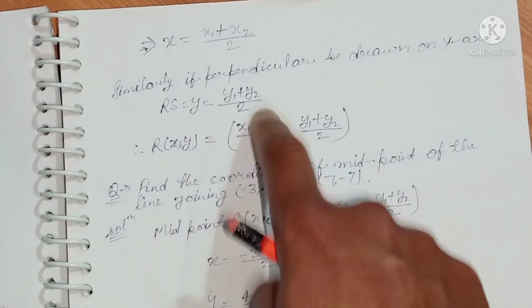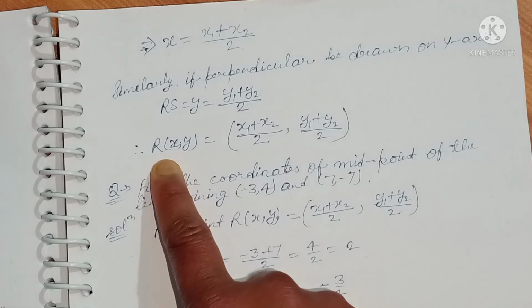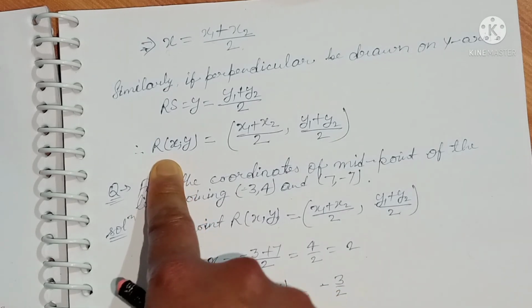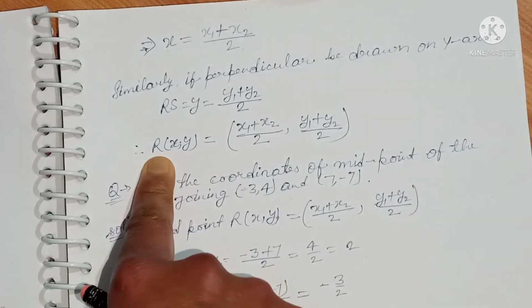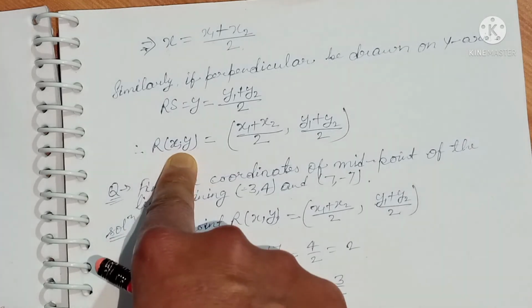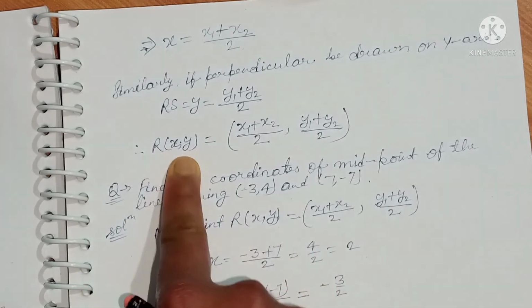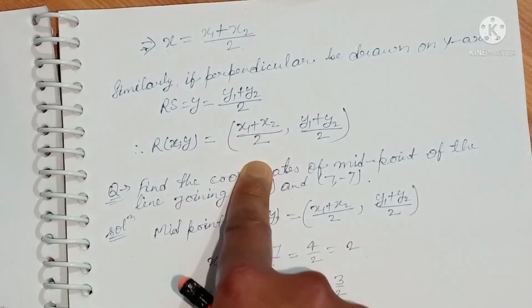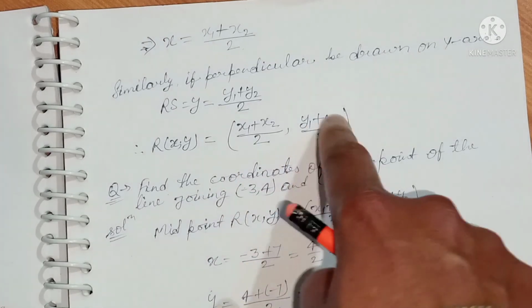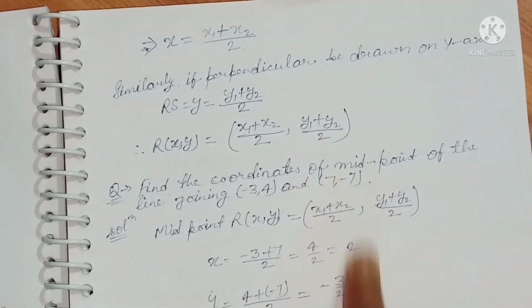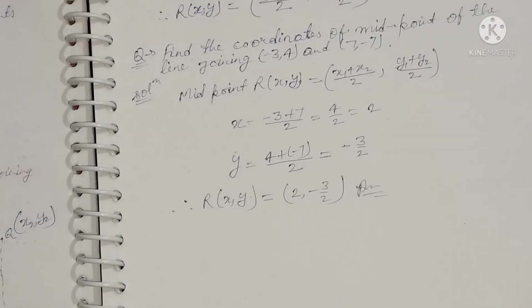Okay, so hence I can write down the coordinate of the midpoint R as x comma y equals x1 plus x2 divided by 2 comma y1 plus y2 divided by 2. Okay, on the basis of this concept, here is one question.